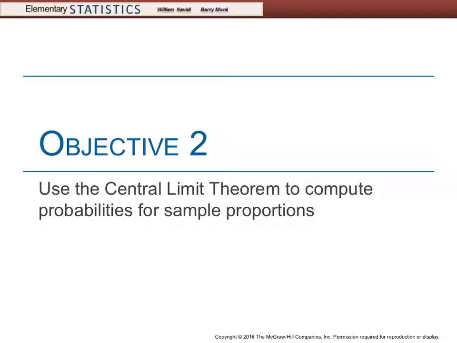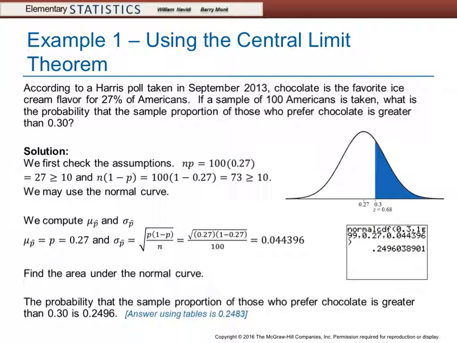Objective 2. Use the central limit theorem to compute probabilities for sample proportions. According to the Harris poll taken in September 2013, chocolate is the favorite ice cream flavor for 27% of Americans. If a sample of 100 Americans is taken, what is the probability that the sample proportion of those who prefer chocolate is greater than 30%? So, we draw our probability distribution, and in fact, this is our sampling distribution, right? Which is p hat, right? Sampling distribution.